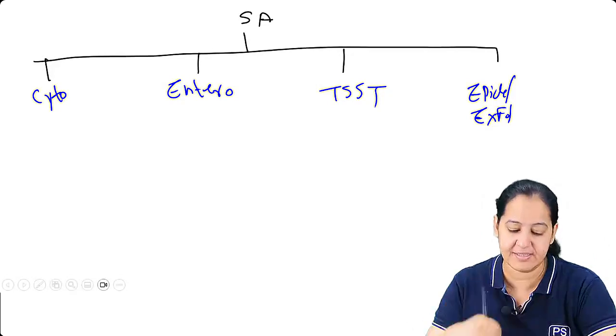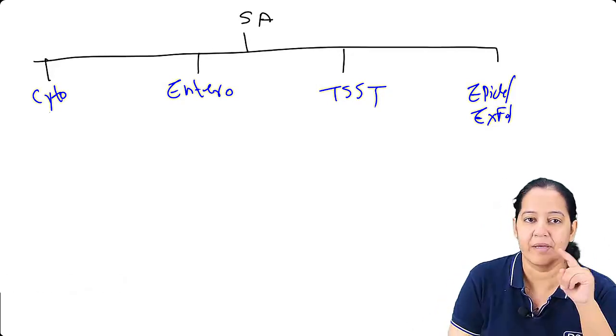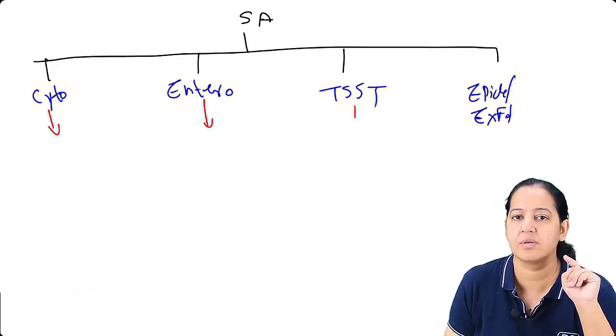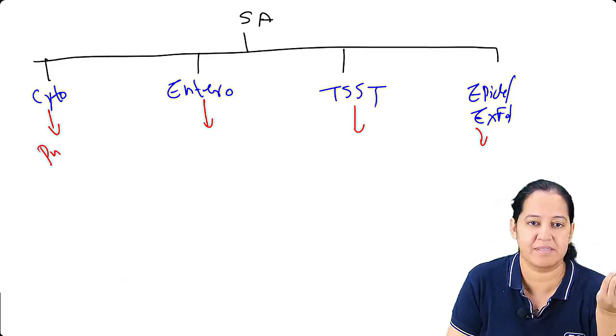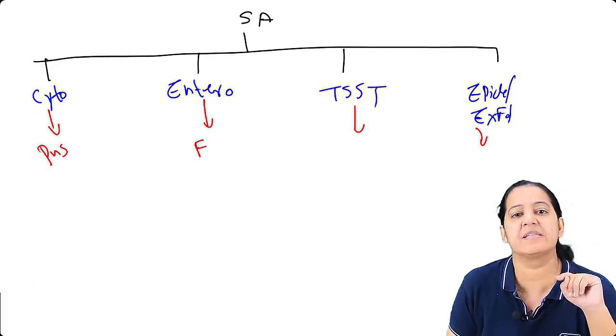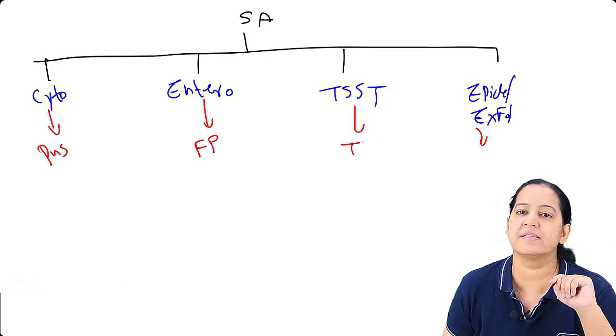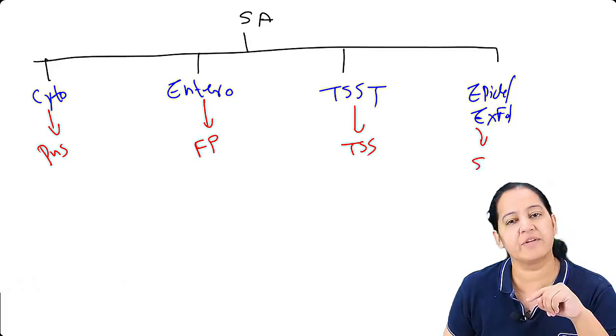Now say the disease caused by them. Cytolytic causes what? Tell the disease. So here the name of the disease is pus. And very simple, here the name of the disease is food poisoning. Here the name of the disease is toxic shock syndrome. And here the name of the disease is SSSS.